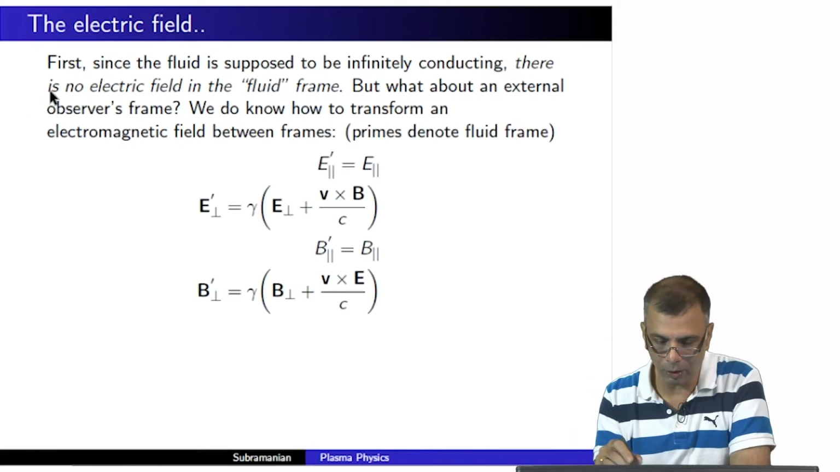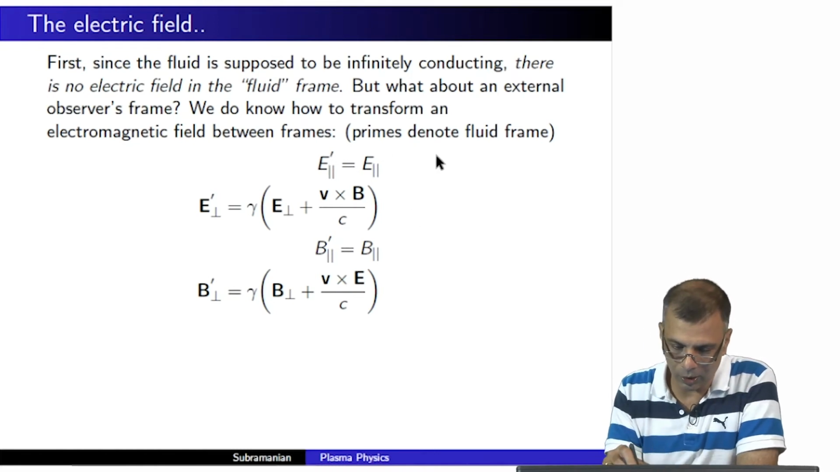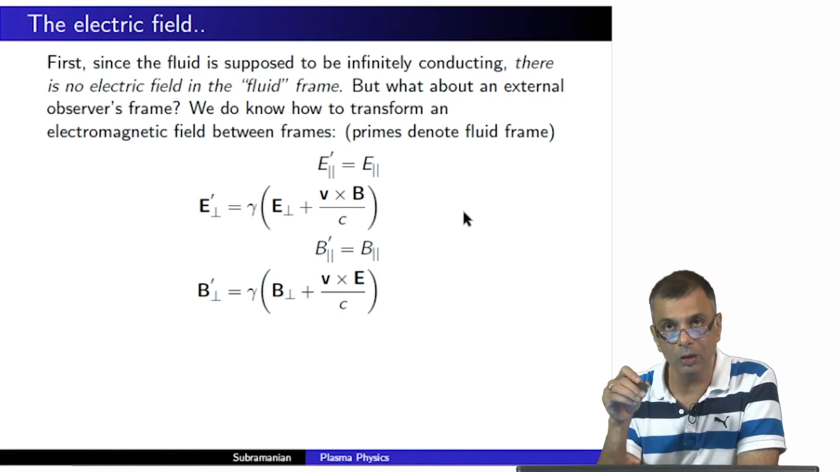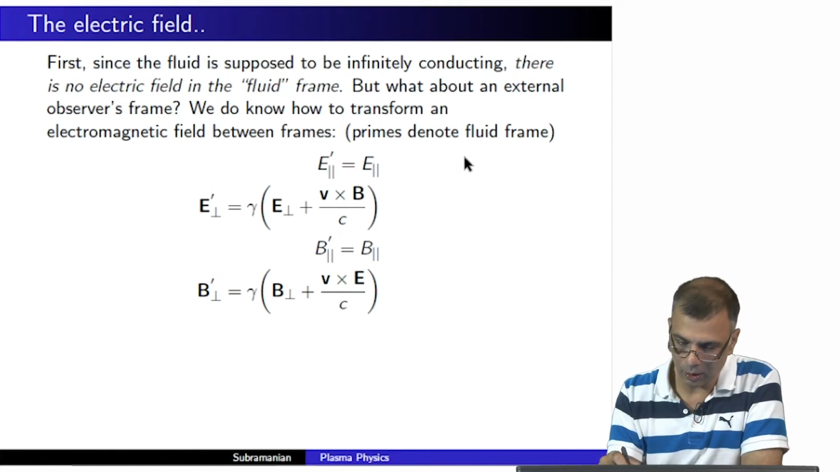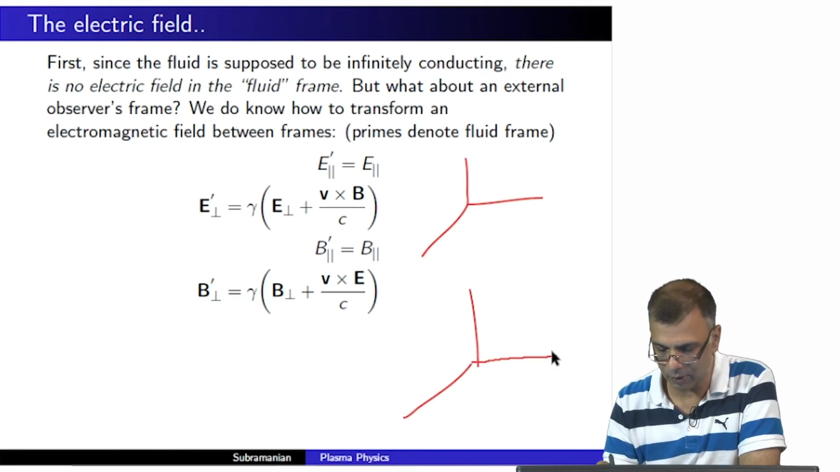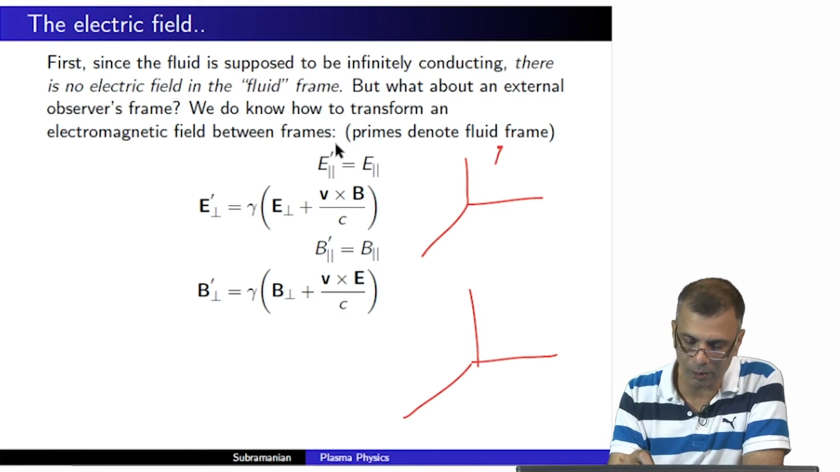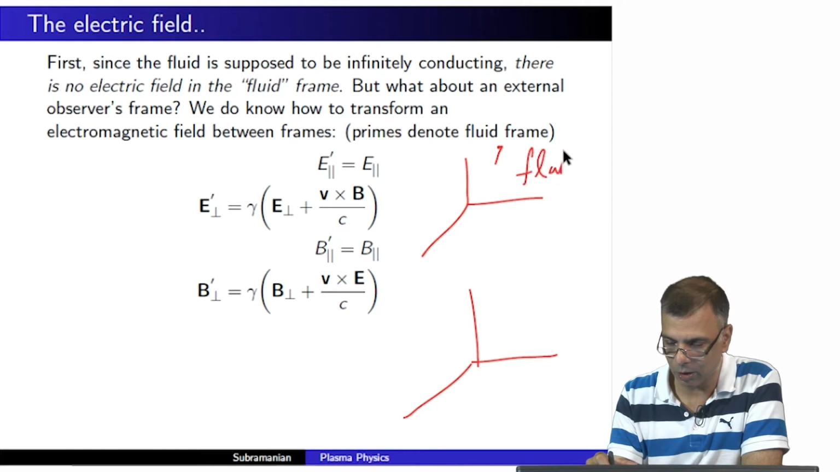Okay. So, the primes would denote the fluid frame. And we have a parallel and a perpendicular. In other words, suppose you have two frames, one a fluid frame and one an observer's frame. And the fluid frame has primes in it. So wherever you see primes, E prime, B prime, and so on, you are in the fluid frame. The primes denote the fluid frame.